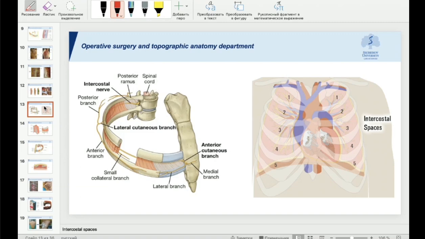You can see much more information about branches of the nerves and where we have these branches. Firstly, in the neurovascular bundle, which is lying below the lower surface of the upper rib, it goes through the anterior cutaneous branches, and also we have anterior and small collateral branches which go inside the muscles of the intercostal space.